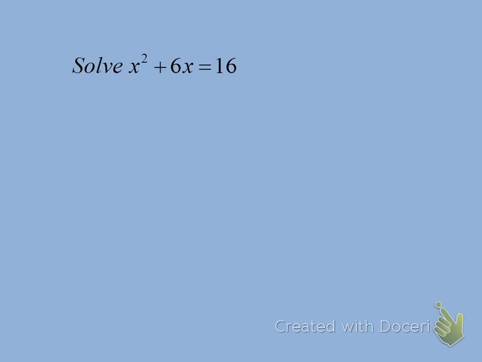X squared plus 6x equals 16. Make sure that you make it equal to 0 first. Now, something else I didn't tell you.